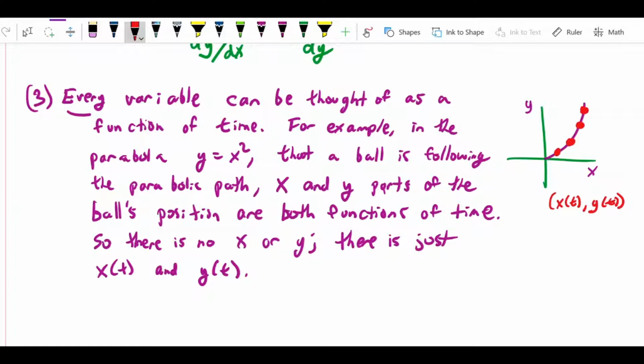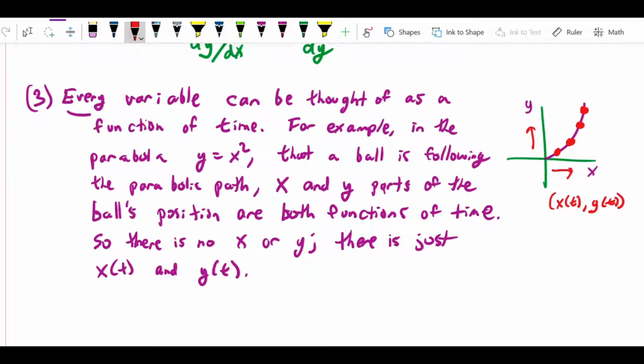Give me a particular time, t equals 1, t equals 2, and I'll tell you how far to the right that particle is and also how far up it is. So it really does make sense to think of all variables as being functions of time. Really there is no x and there's no y, there's just x of t and there's y of t. And we're going to be using that principle.